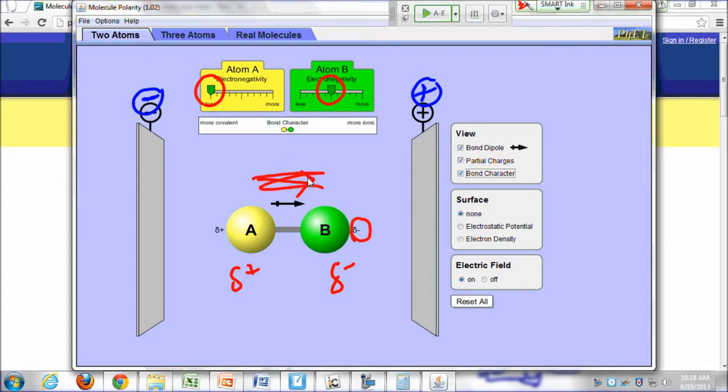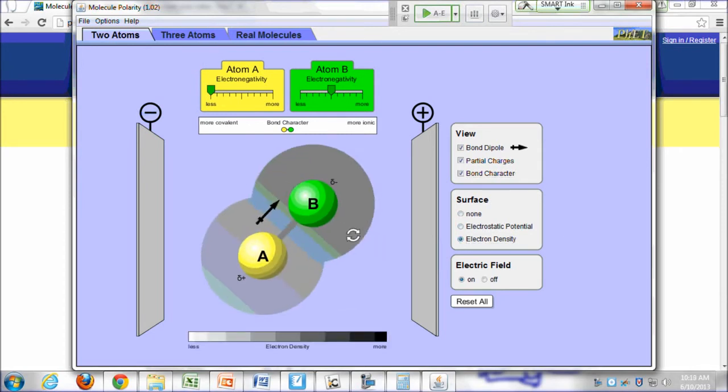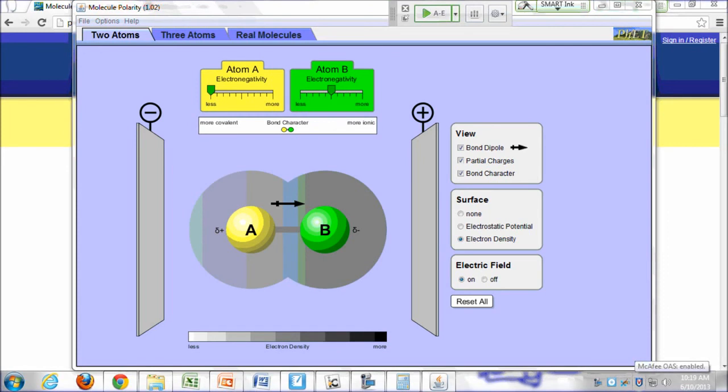Okay? So it's between pure covalent and pure ionic. On this side, it's more covalent. On this side, it's more ionic. It's somewhere in between. Okay, so polar covalent bond. I can actually show the electron density right here. And you'll notice it's a little darker, it's grayer on the B side than it is on the A side. All that is telling you is that there's a higher electron density around the B atom. We say B is more electronegative.